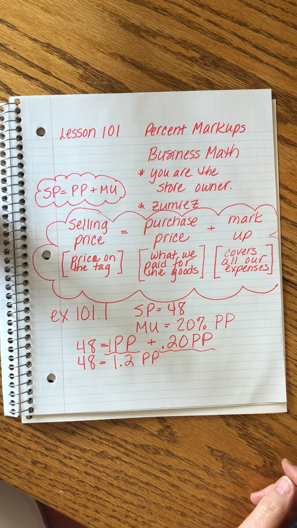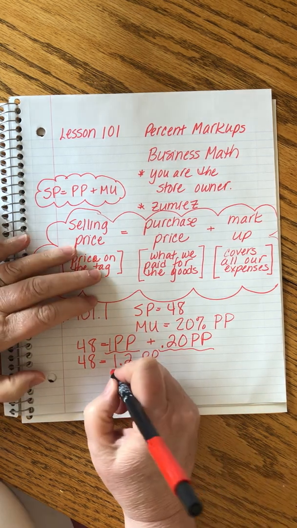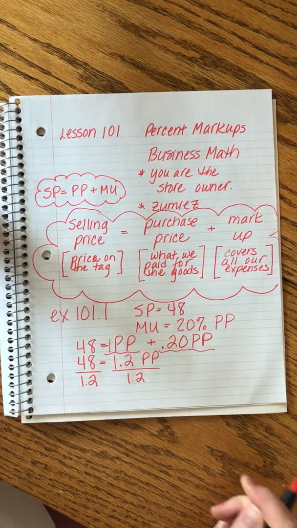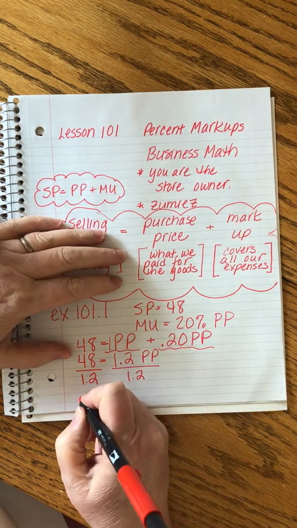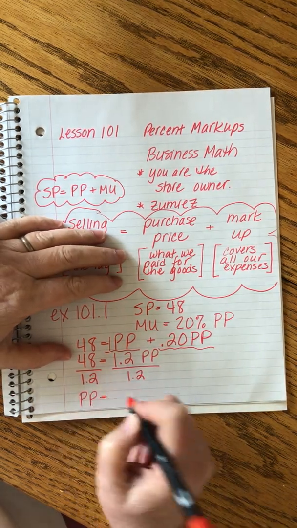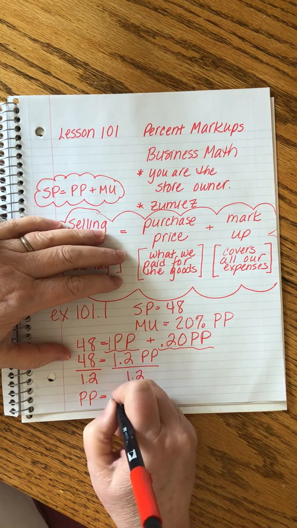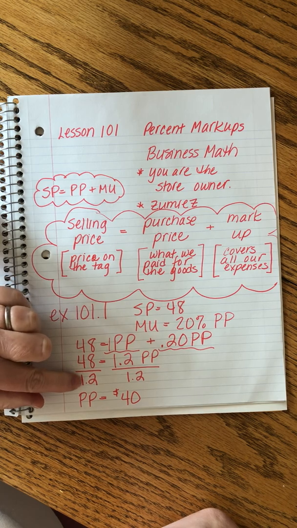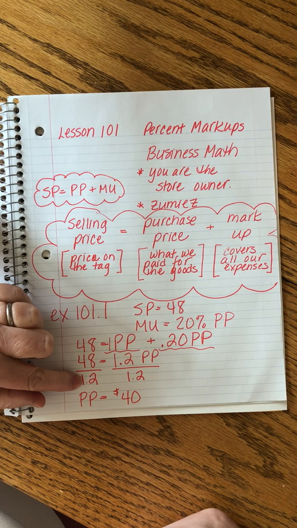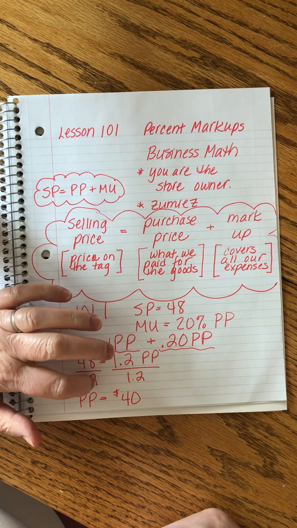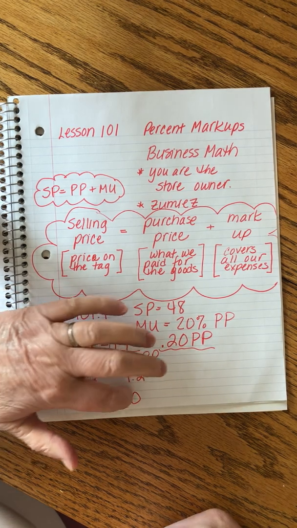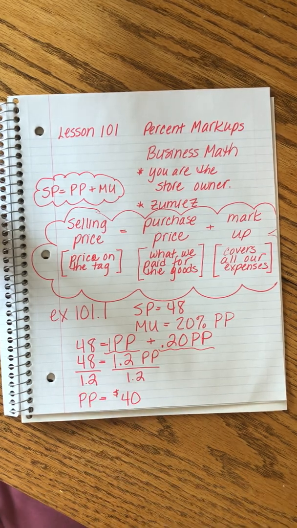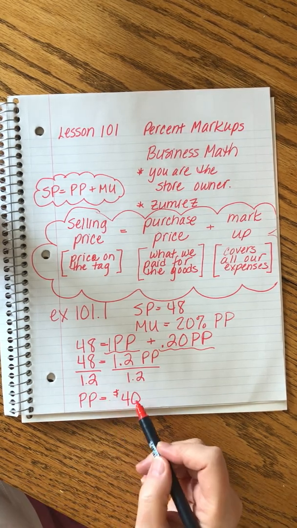Oh, that makes it so easy. Now we just divide by 1.2. And we get that the purchase price equals $40, right? 48 divided by 12, that would be 4, but this is smaller than 12, so my number is bigger than 4 by 1 decimal place in each area. If you need to do the long division, do it, that's fine. So the purchase price is $40.